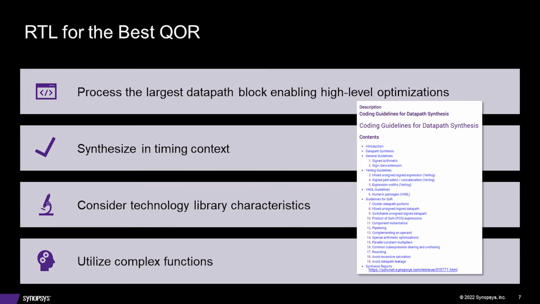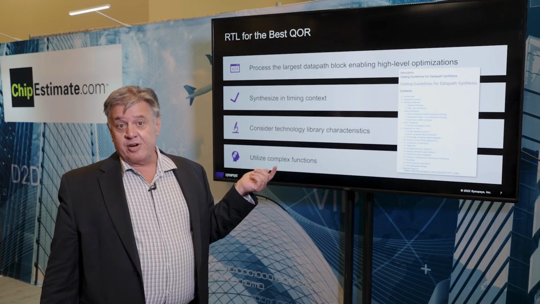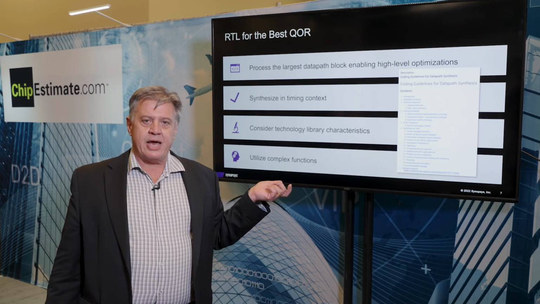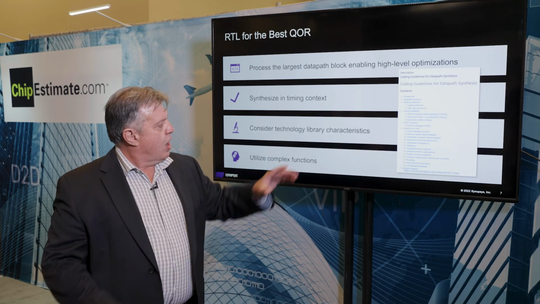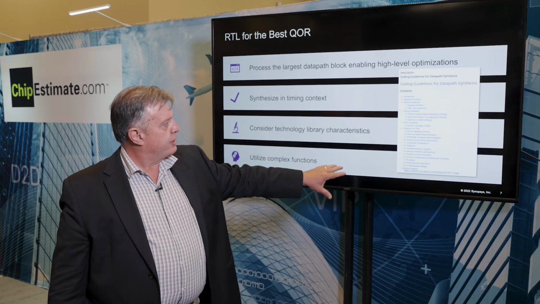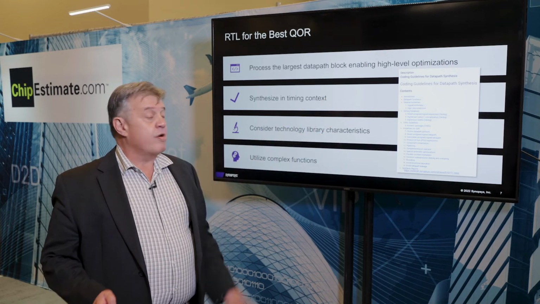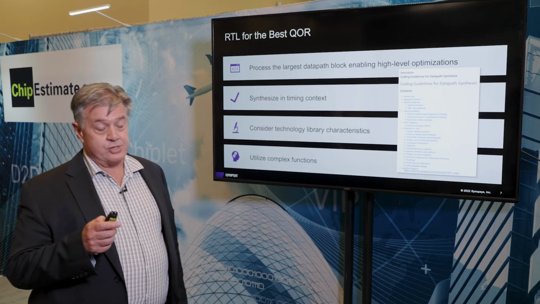Synthesize in time and context. Again, bring your timing out as far as you can. Let the engines optimize. Consider the library you're using. Some libraries are very fast, some are not so fast. And use complex functions when you can, because they can help optimize it. All of this is incredibly documented in the data path coding guidelines, which are available on the Synopsys SolvNet site for anybody to use.